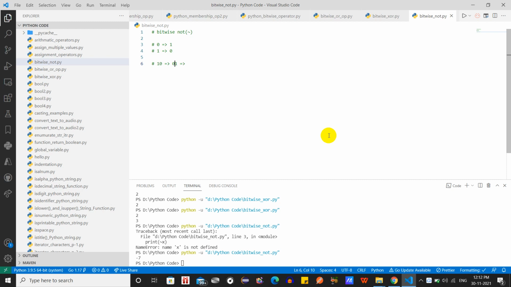So here we have 2. What is written here? 0 1. 0 1 means 1. So here it returns you 1. But that is not 1, that is called minus 1.